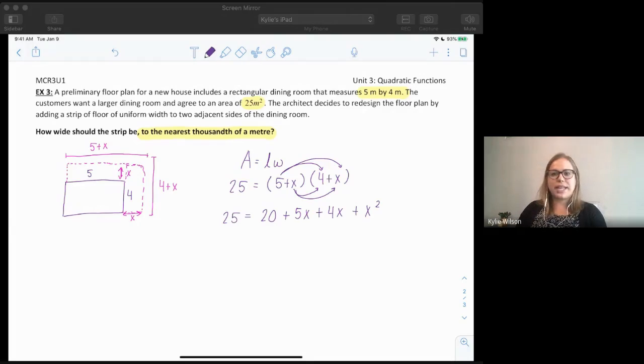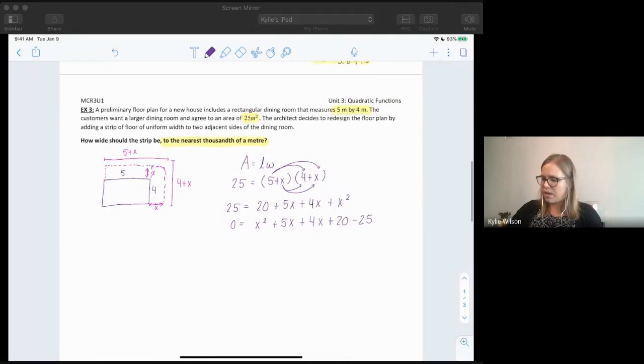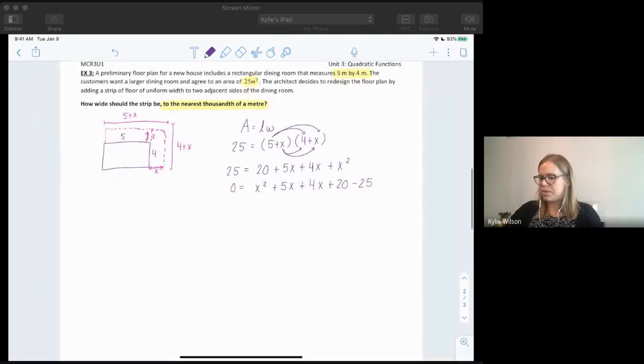Now we can bring that 25 over to the other side so that it equals 0. I'm just going to reorder this a little bit because the order matters with how we put it into the quadratic formula. All right. Now I'm just going to collect some like terms. And now we can get to solving.